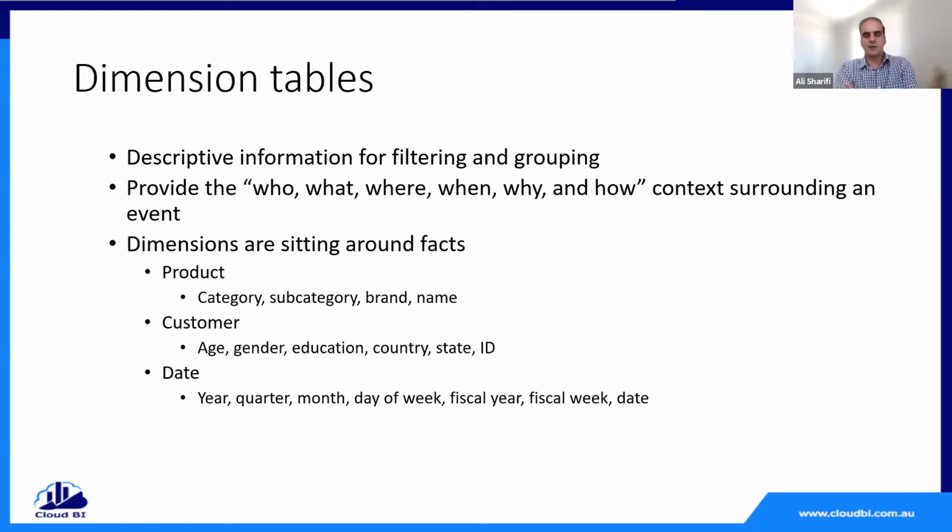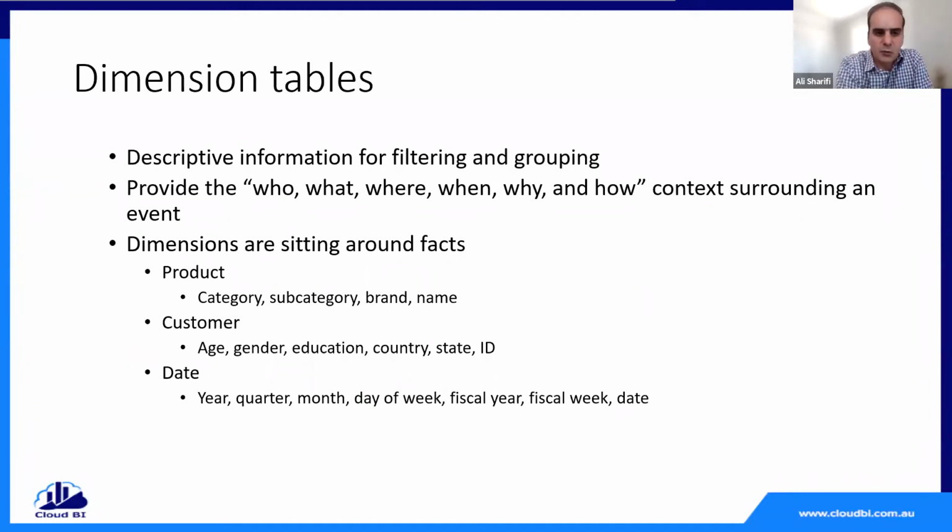The second type of table is dimensions. Dimensions, contrary to the fact tables, contain descriptive information, the information that we want to use for filtering, slicing, and dicing the data. So here the discussion is about who has done this, what has been done, where this has been done, and when it has been done. All the questions will go to these attributes.